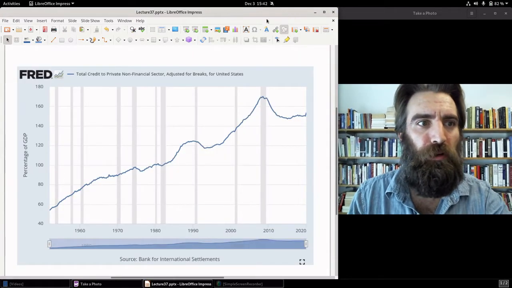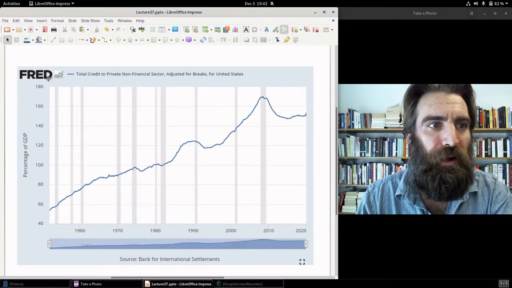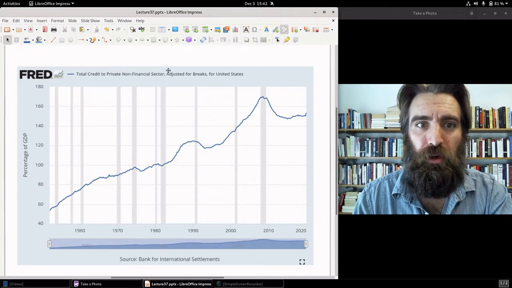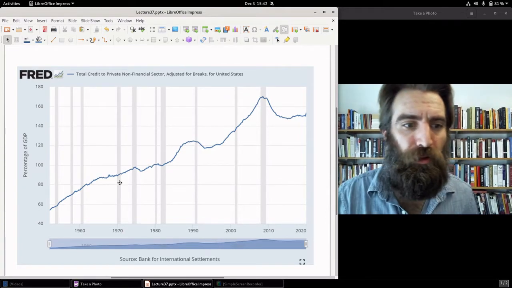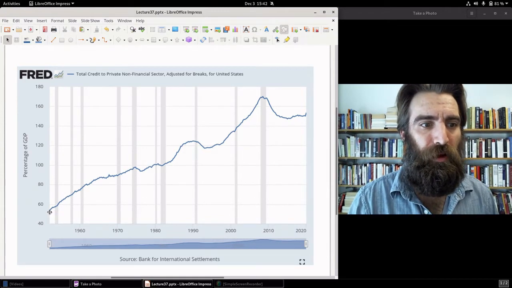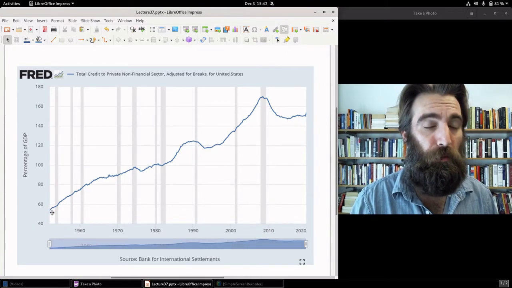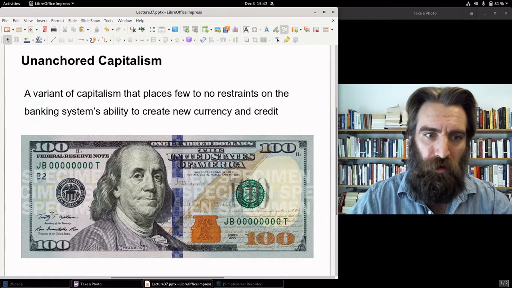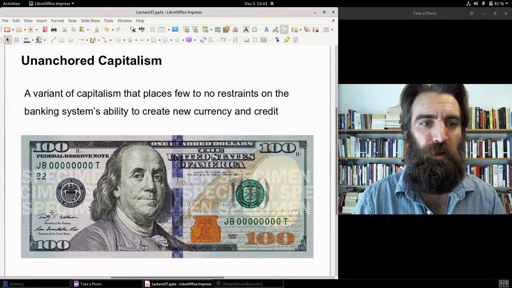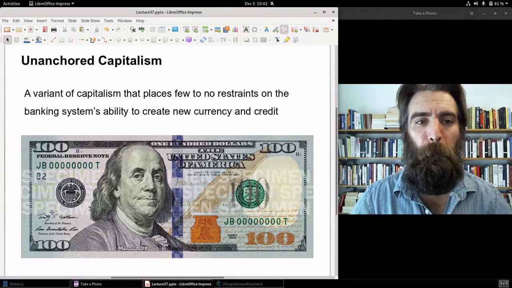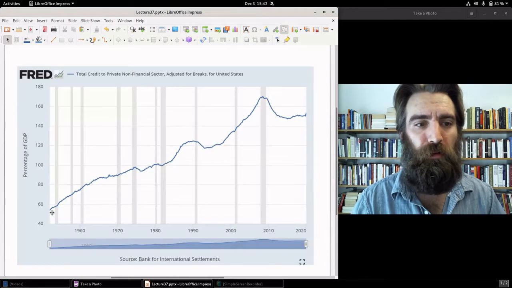Let's take a look at a few charts here. And again, this is from the Federal Reserve Economic Data. This is total credit to the private non-financial sector. Look at this. Since the 1950s, as a percentage of GDP, personal debt in this country has just gone off the charts. So with the removal of the anchor, credit is much more prominent within the system, which can be good, but it can also be bad by burdening much of the population with unsustainable levels of debt.